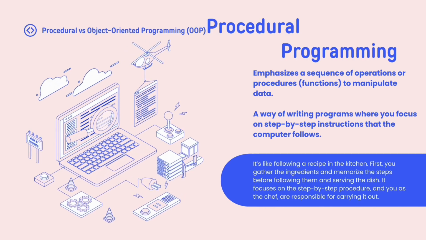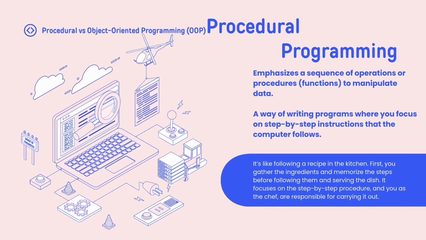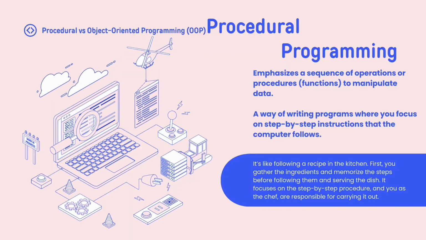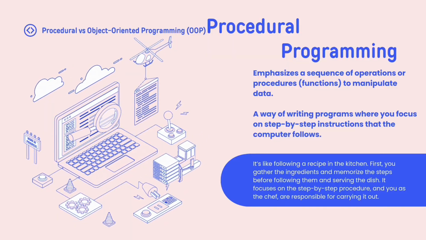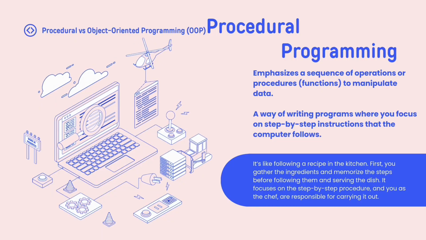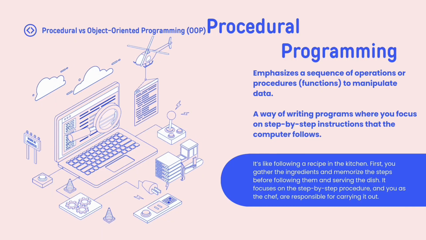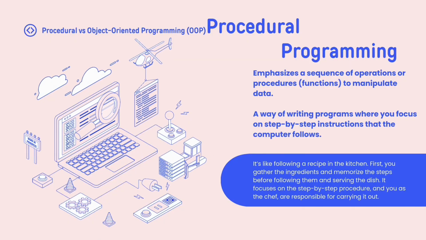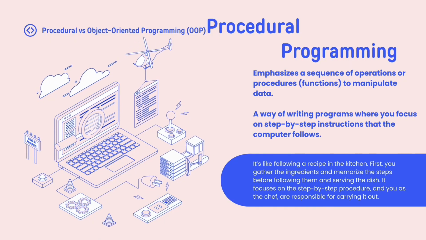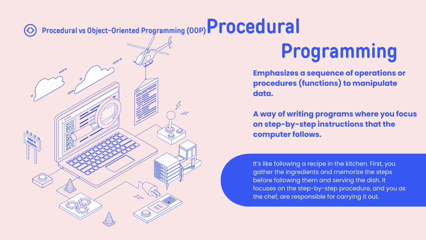Procedural programming is a way of writing programs where you focus on step-by-step instructions. It's like following a recipe in the kitchen and cooking by yourself. You prep the ingredients first before following each step listed. It focuses on the step-by-step procedure, and you as the chef are responsible for carrying it out.